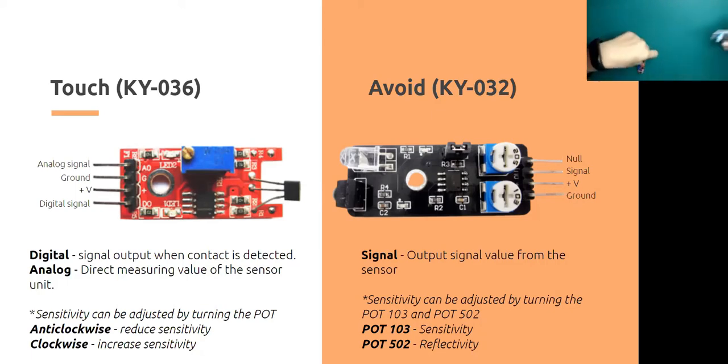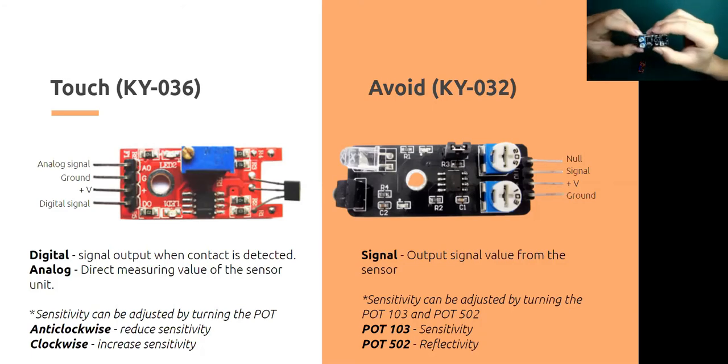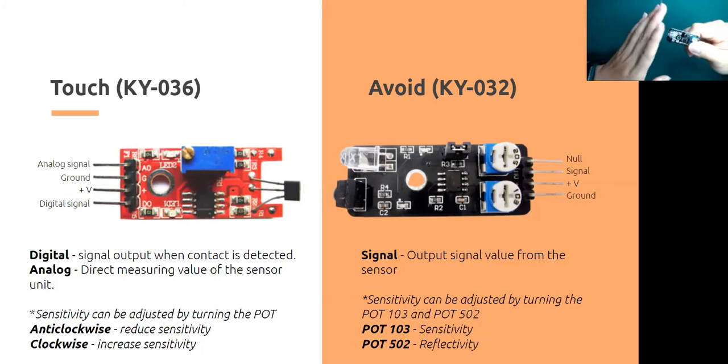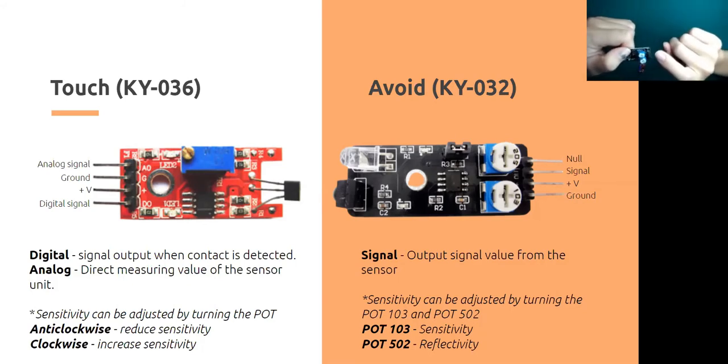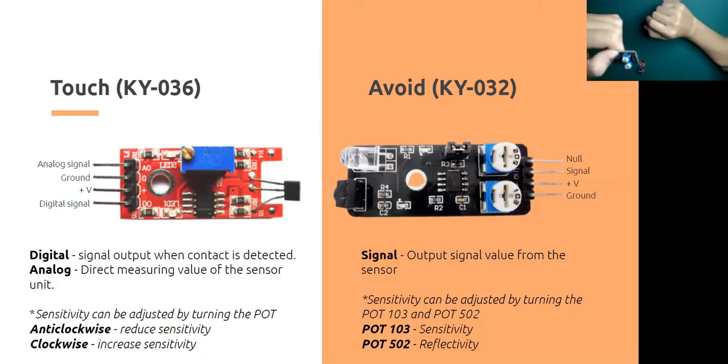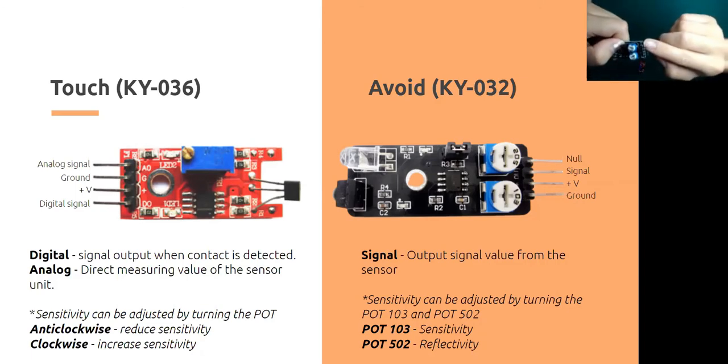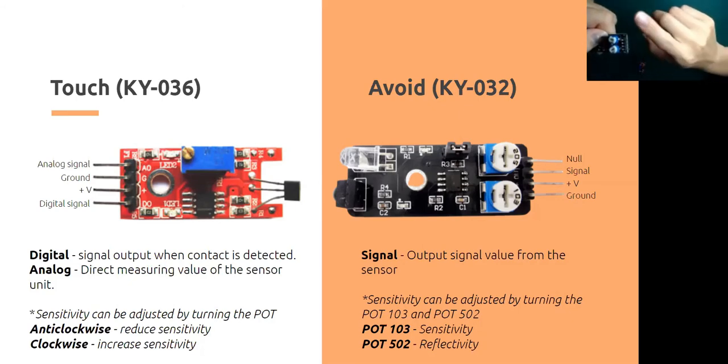Okay, the next sensor is avoid. The avoid sensor looks like this. There is an IR sensor in front, and there are 2 potentiometers, and there are 4 leads as well. However, we will only use 3 leads. The one labeled as EN is called null. We also call it normally closed. Usually we don't connect to this one, we just leave it.